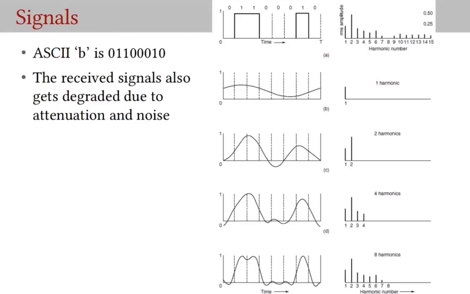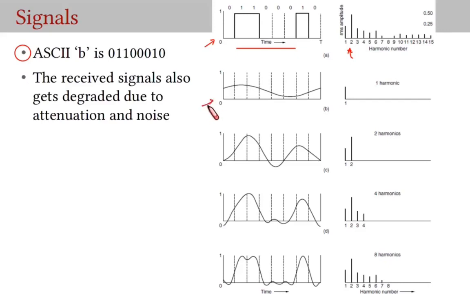Let us consider what happens when we send the letter B over some link. The ASCII representation of B is 01000010. A binary signal would encode B as this waveform. This figure shows the amplitudes of different harmonic frequencies of this waveform. These 4 figures show the distortion that results when the link would pass only the first few harmonics and block the rest.